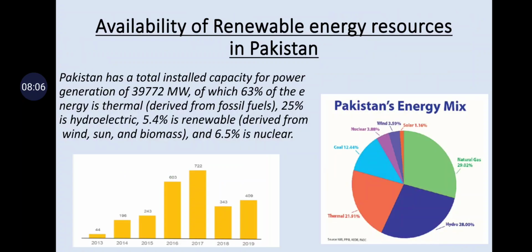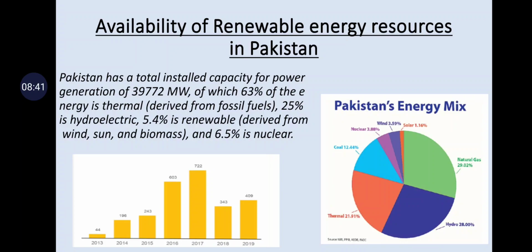Alright, let's move forward. Now let's see the availability of renewable energy resources in Pakistan. Pakistan has a total installed capacity for power generation of 39,772 MW, of which 63% of the energy is thermal derived from fossil fuels, 25% is hydroelectric, 5.4% is renewable derived from wind, sun, and biomass, and 6.5% is nuclear.